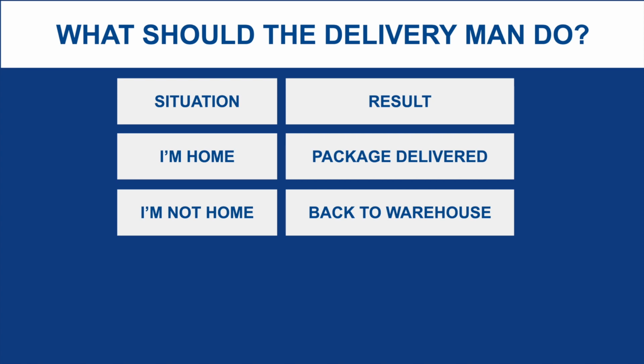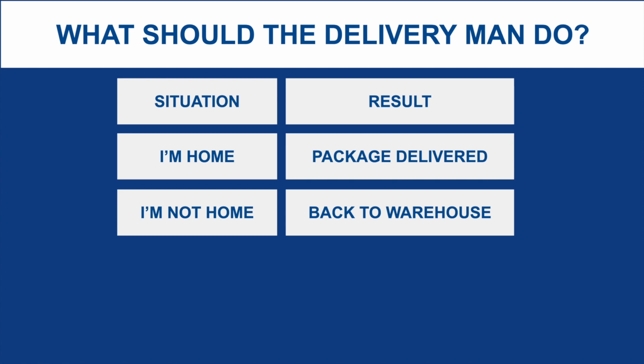Well, this is what the previous developer has left us with. The situation is I'm home, and the result of the program is the package is delivered. Now let's say that I'm not home. Well, then the result of the program is back to the warehouse, which is actually not ideal. What we would like to do in the future is when we are not home, we want the package delivery guy, or girl, to follow a set of instructions so that the package can be delivered to a neighbor or maybe go somewhere else or maybe in the back of the house. But this is what the previous programmer left with, and we're going to make this better.